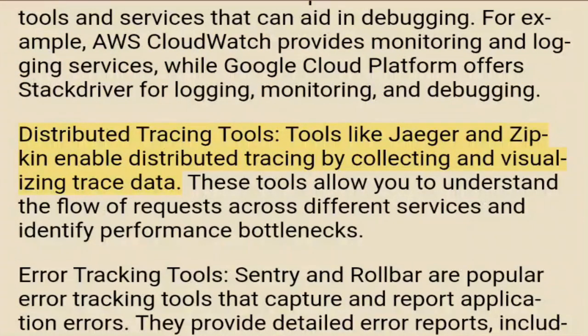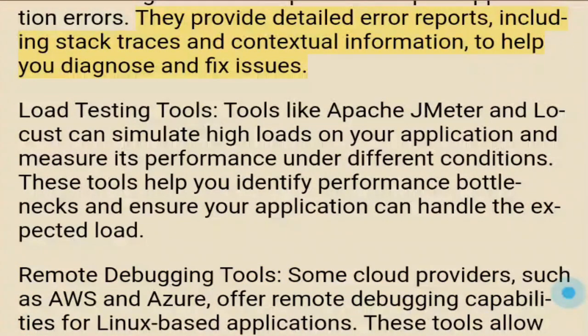Distributed tracing tools. Tools like Jaeger and Zipkin enable distributed tracing by collecting and visualizing trace data. These tools allow you to understand the flow of requests across different services and identify performance bottlenecks. Error tracking tools. Sentry and Rollbar are popular error tracking tools that capture and report application errors. They provide detailed error reports, including stack traces and contextual information, to help you diagnose and fix issues.